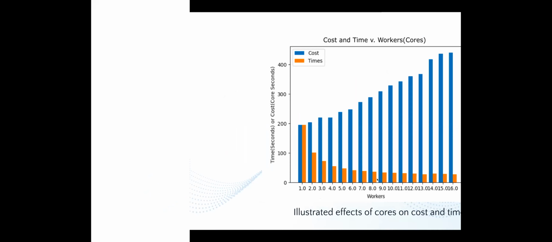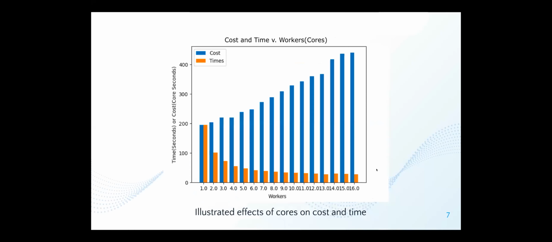Eventually it should level off because no program can run more quickly than the longest chain of dependent calculations, like the critical path, since the calculations that depend on prior calculations have to be executed in a specific order. So it will level off eventually, and maybe it may even increase as the cost increases.